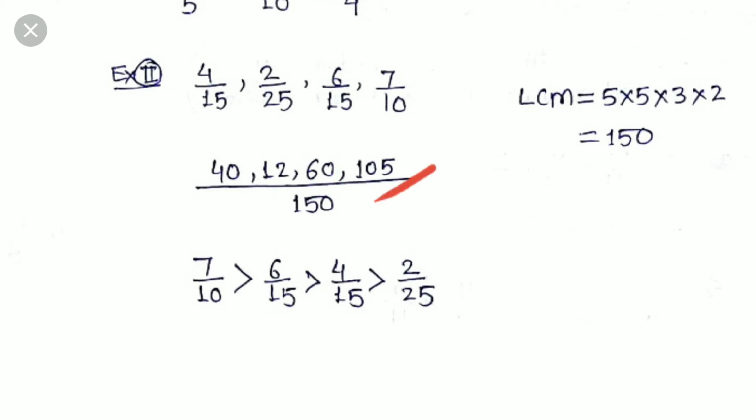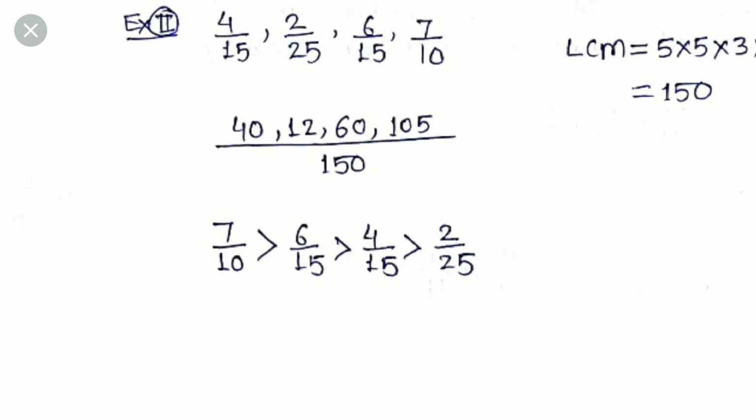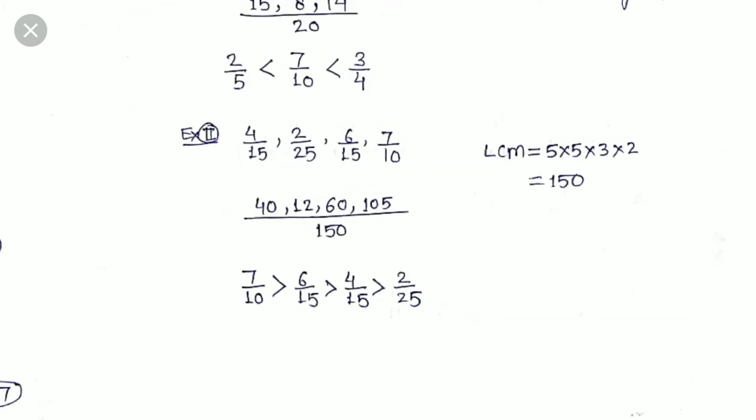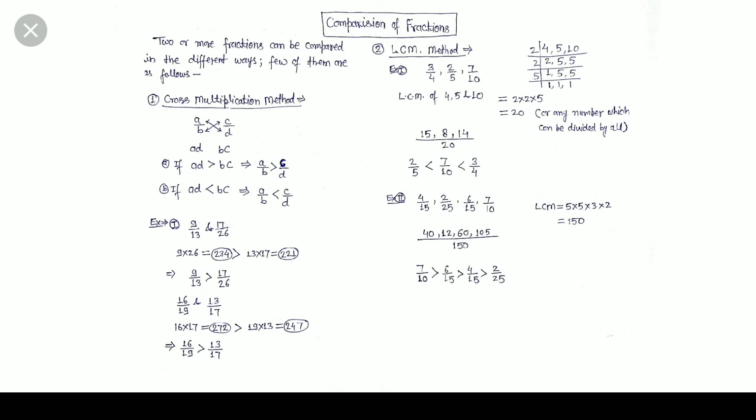You want to arrange it in the descending order. So for that, write the highest value first. 105, that is 7 by 10, the largest one. Then after that 60, that is second, it is 6 by 15. Then after that 40, that is 4 by 15. And then at the last it is 12, that is 2 by 25. So this is the second method to compare the fractions, that is the LCM method.